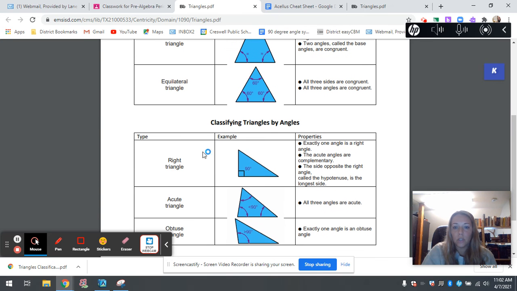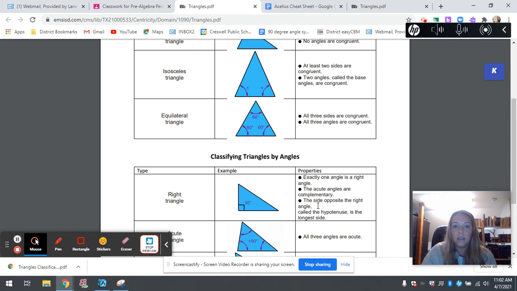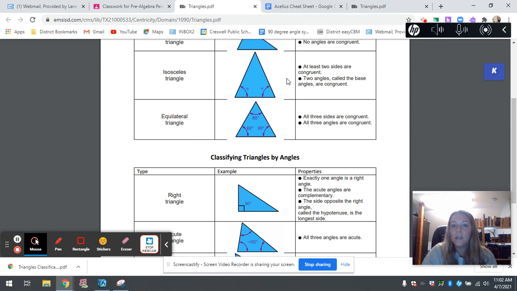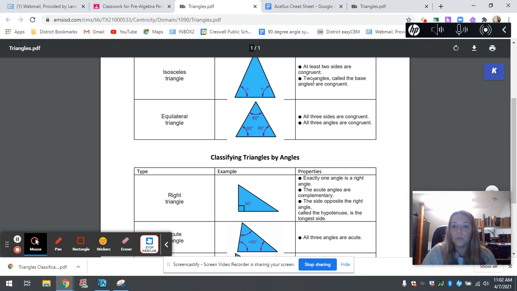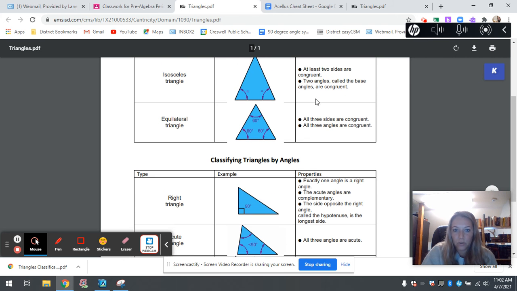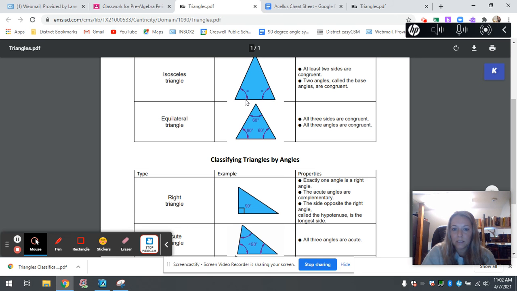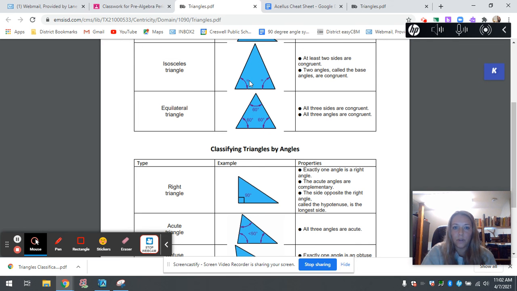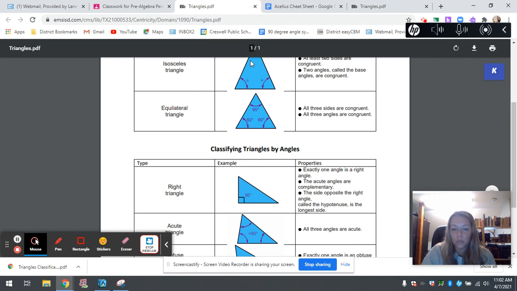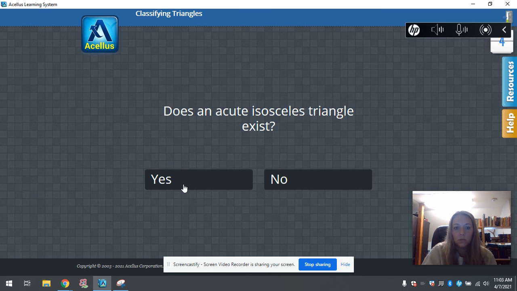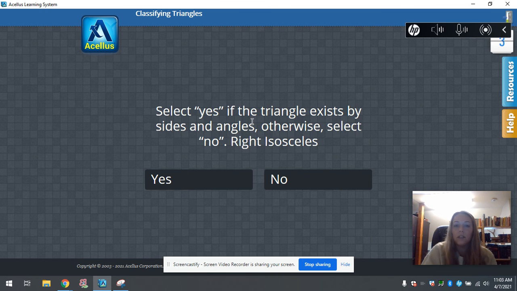Does an acute isosceles triangle exist? Let's look. An acute triangle has all three angles that are smaller than 90 degrees. An isosceles triangle has at least two angles that are congruent. Okay, so could all of these angles be less than 90 degrees, where they're all acute angles? Yes, that is possible.